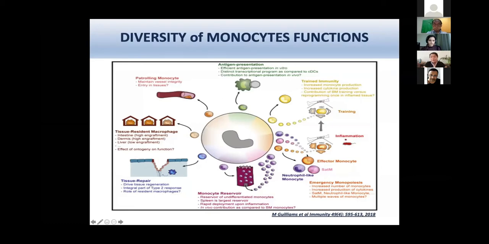And there is a monocyte reservoir. The spleen is the largest reservoir for monocytes, and they rapidly deploy from the organs where they are deposited when there is an inflammation. And I must remind you that most of this information comes from animal studies. There are a lot of animal studies done with monocytes, but human monocytes may act differently than the animal ones.